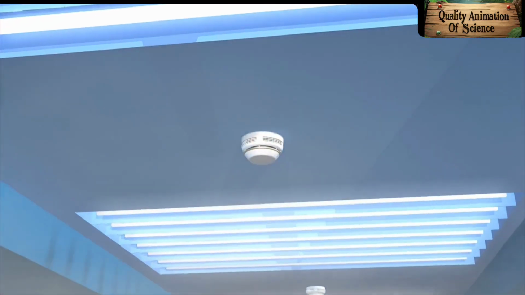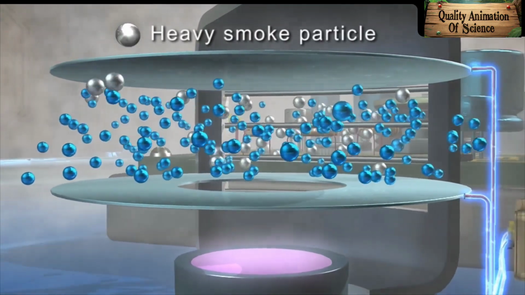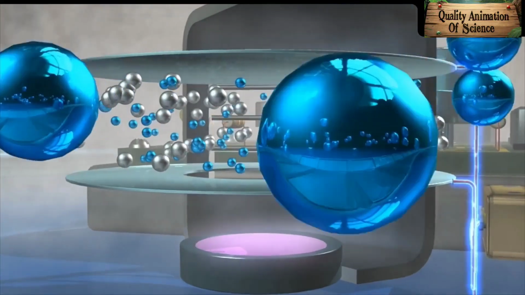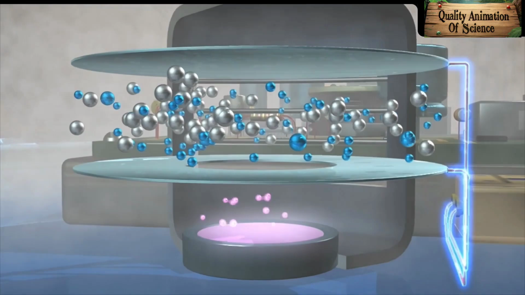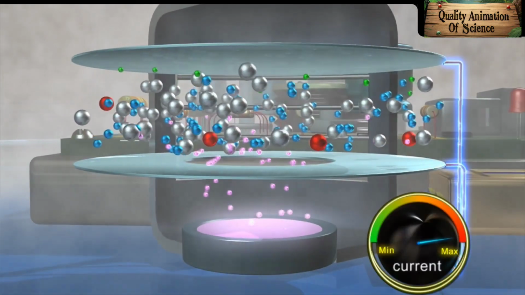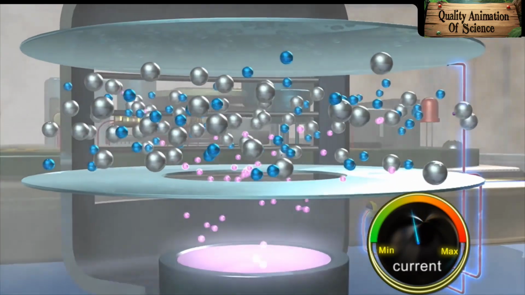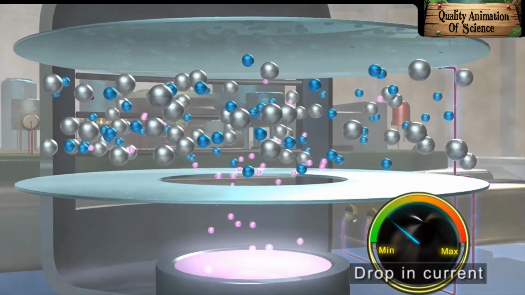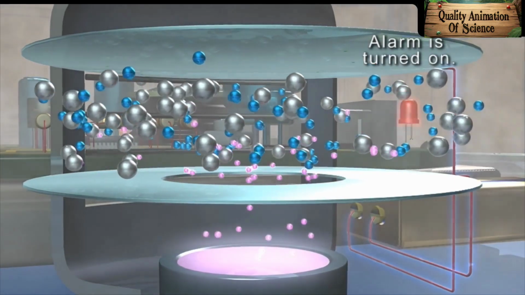During a fire, the heavy smoke particles entering the chamber replace the air particles within it. As a result, the density of air particles within the chamber decreases. Simultaneously, the rate of ionization of air particles decreases, due to which the current in the circuit goes down. This drop in current is detected by the circuit and the alarm is turned on.